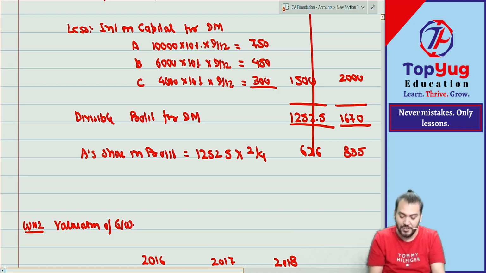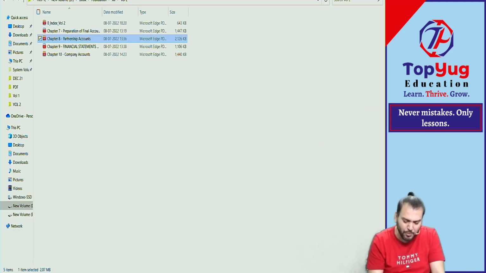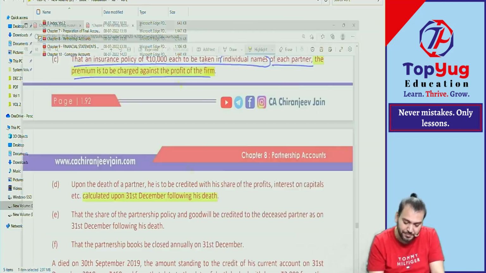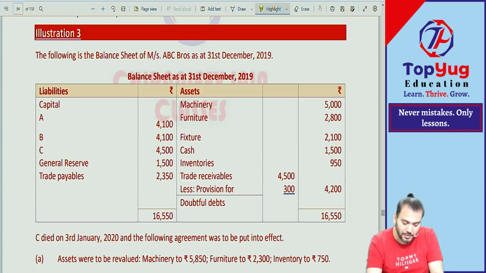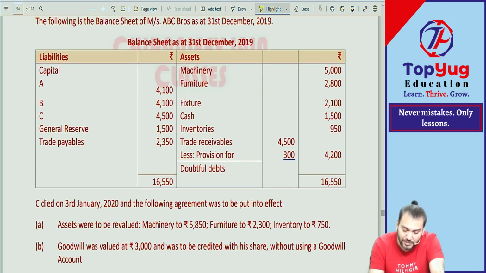Chalega? Yes, sir. Can we take one more question for practice? How many questions are there? So out of 5, we have done 2 now. Let us do the balance 3. The following is the balance sheet of ABC Group. Okay. Balances are given: machinery, furniture, fixture, cash, inventory, trade receivable, provision, capital, general reserve, trade payable.